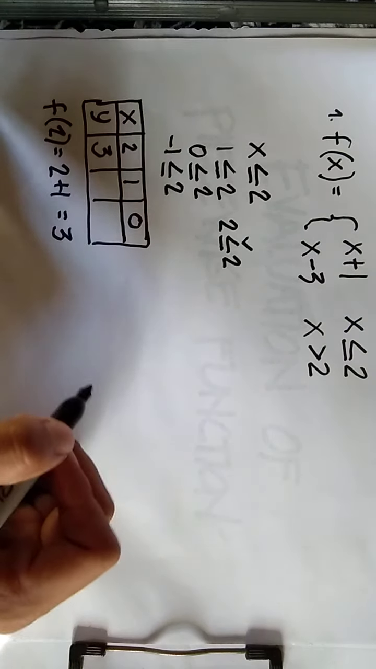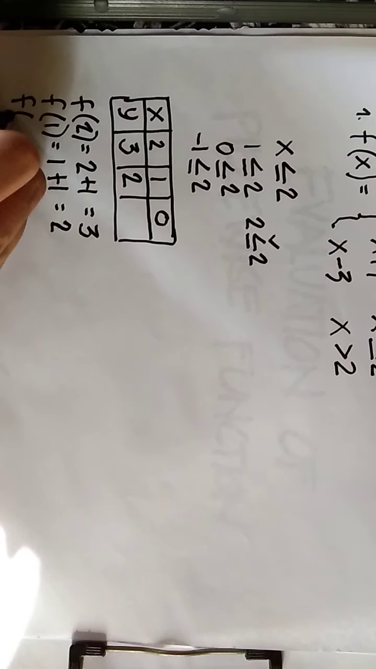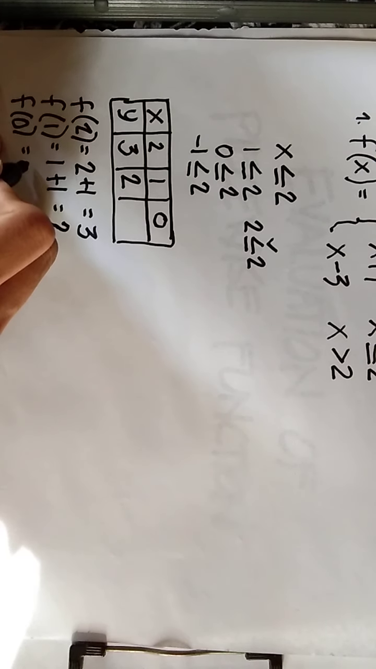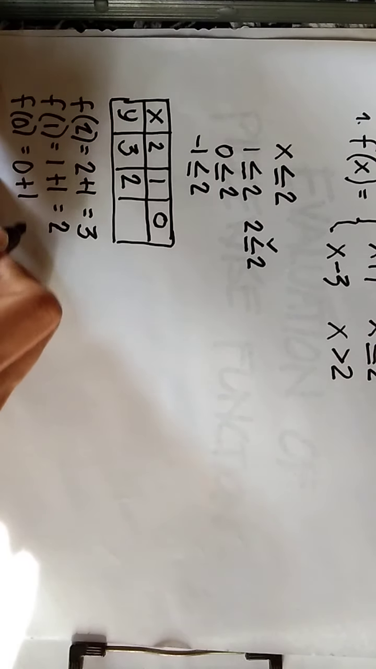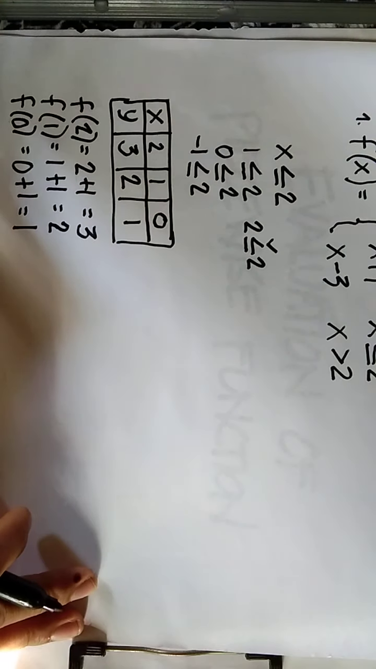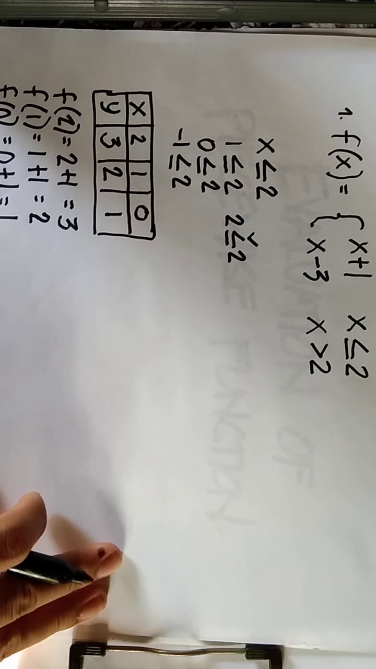So, sulat ko lang sa ating table. And if we have 1, f of 1 is equal to x plus 1. So, we have 1 plus 1, wherein we have 2. And if we have f of 0, then we will have 0 plus 1. That is equal to 1. So, 3 points yung kinuha ko for our x plus 1.